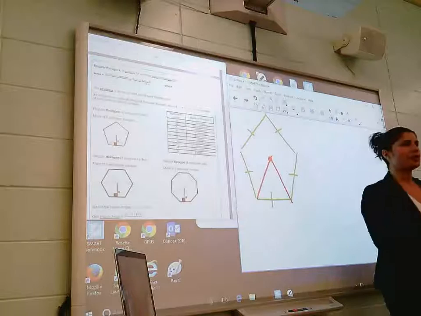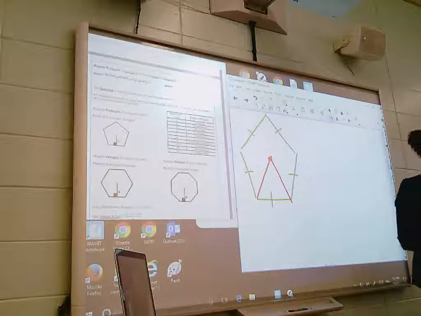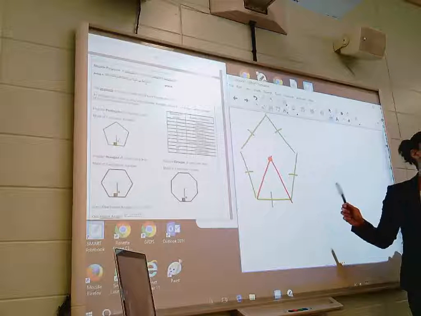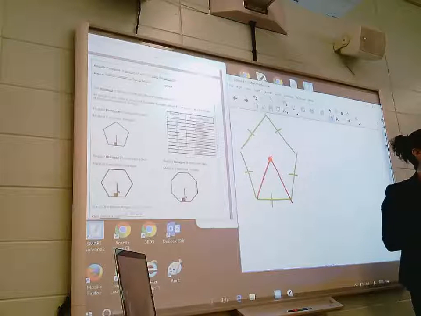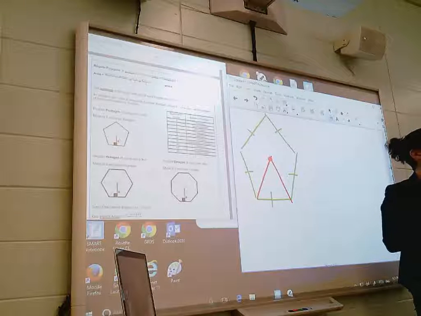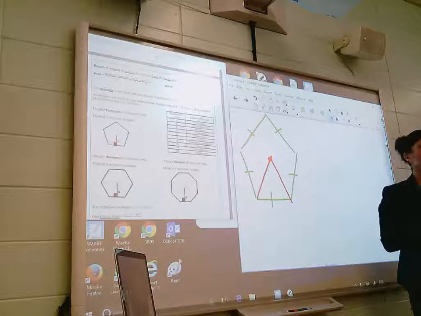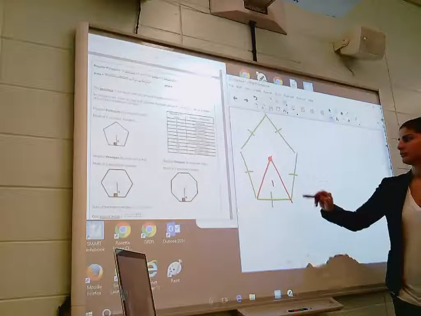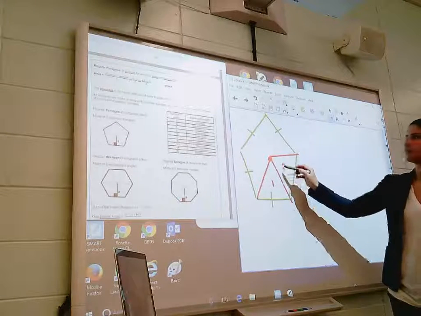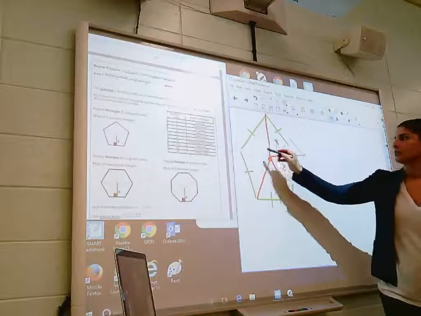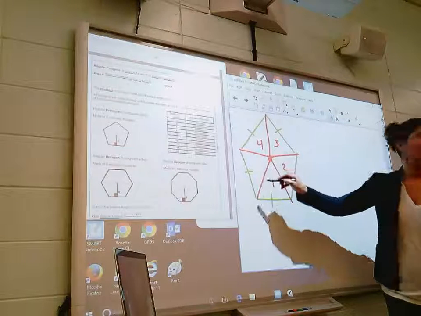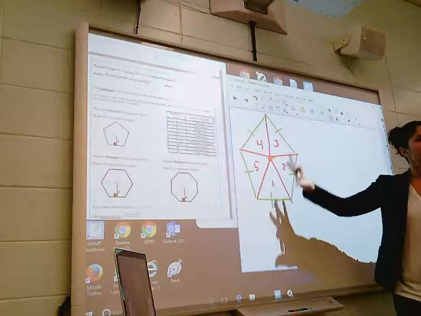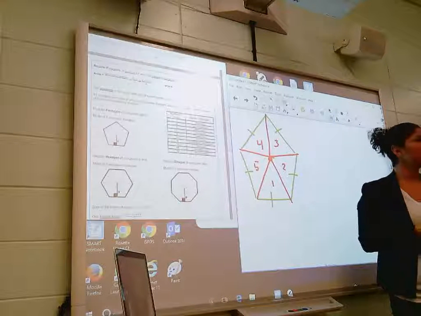So, getting back to math, glad you guys know more than I do about the smartboard. My question was, how many of these triangles live inside the regular pentagon? 5. 1, 2, 3, 4, 5. Do you see how there's 5 triangles that live in there?